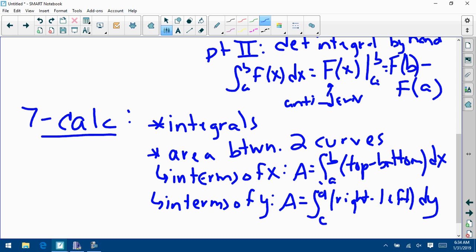Another thing to remember, with area, you're going to have to find intersections sometimes. So if they crisscross, make sure you know where they crisscross and how you deal with that. We'll talk about that in the review sheet in a second.